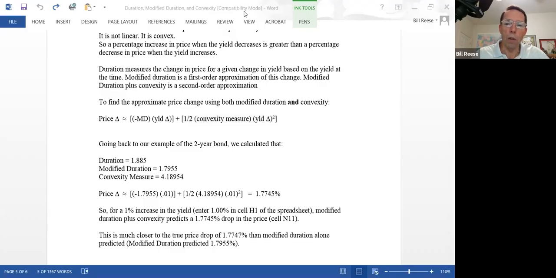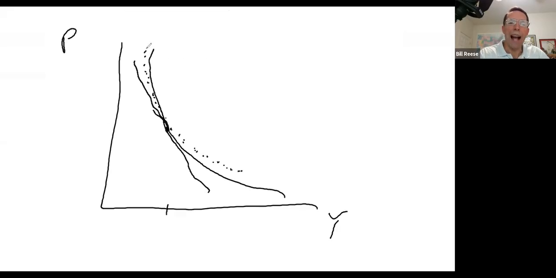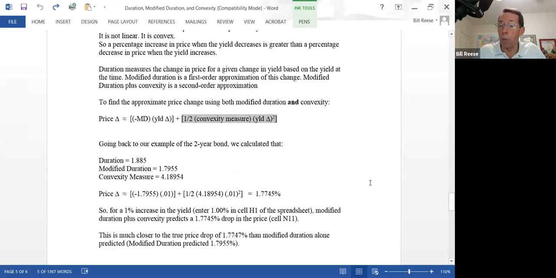When we saw the dotted line here, it is always above the tangent line, because adding the convexity measure lifts up our approximation from modified duration to that dotted line, which is modified duration plus the convexity measure. Okay, so let's go back now to the notes. And we're going to see in the notes what our approximate price change is for this particular bond.